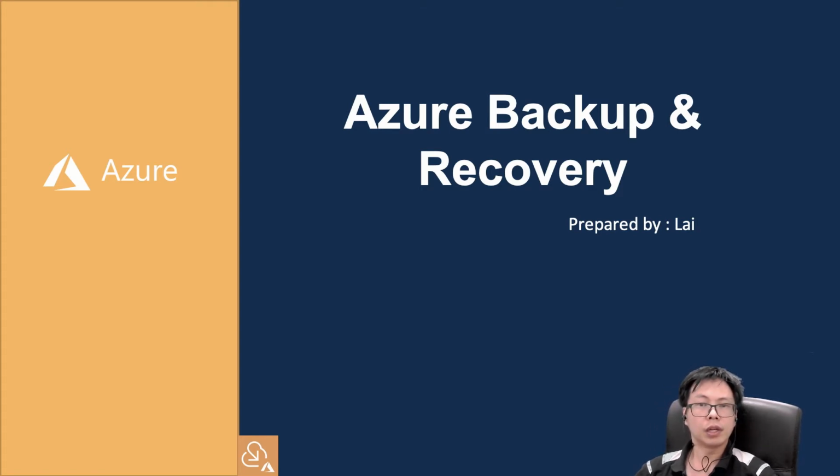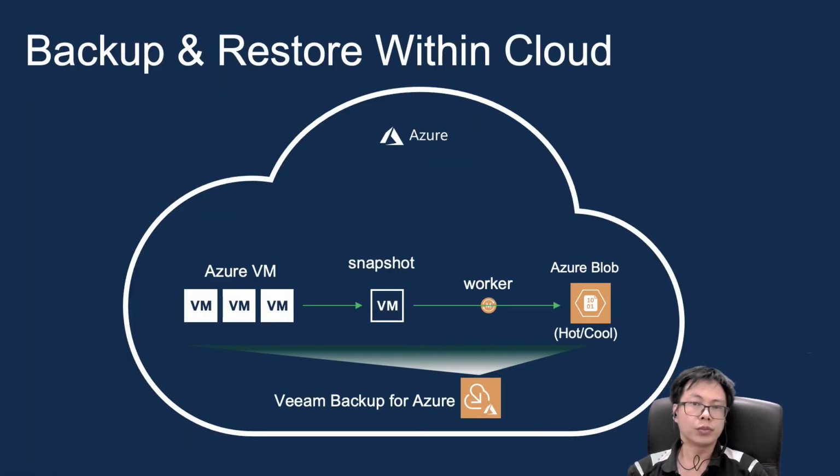Without further ado, let's have a look at what we are going to cover today. In today's session, we are going to look into how to do backup and recovery within Azure Cloud. That means you have a workload running on Azure. You have already created Azure virtual machines and you would like to protect them using Veeam Backup for Azure. All you need to do is go to the marketplace and type Veeam. You're able to deploy this particular virtual appliance called Veeam Backup for Azure.